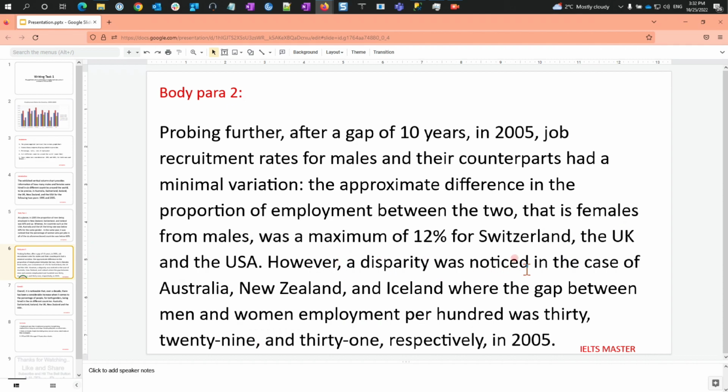Now, however, a disparity was noticed in the case of Australia, New Zealand, and Iceland, where the gap between men and women employment per 100 was 30, 29, and 41, respectively, in 2005. So here you can even omit the year because we are talking about 2005 in the beginning of the para, or you can put this in a bracket.